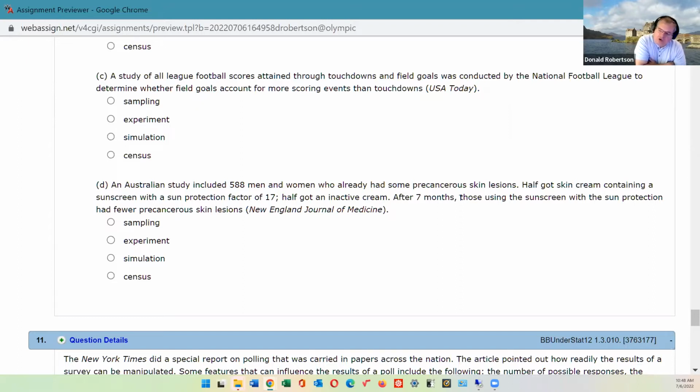What do you call it when you collect everything? Because that's really what this is. You get all the data. There's no sampling. You looked at everybody. A census? It's called a census.